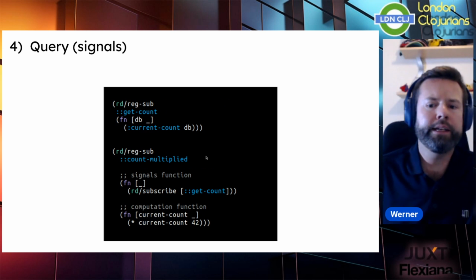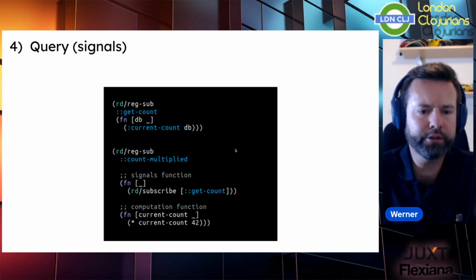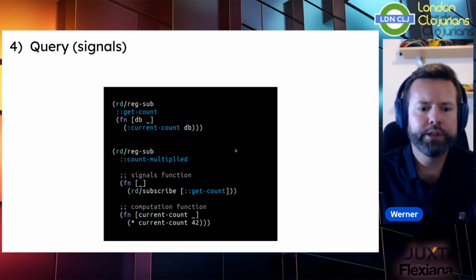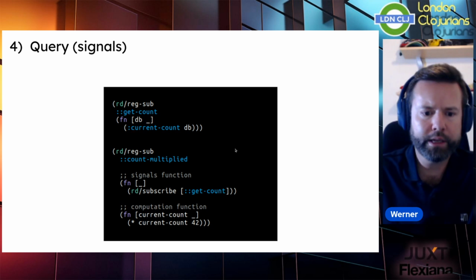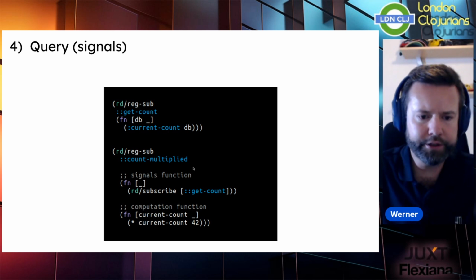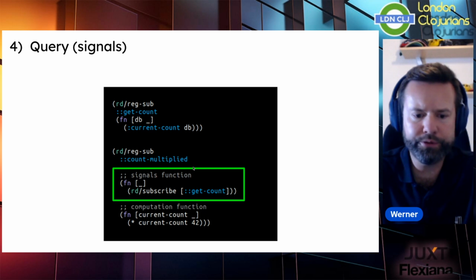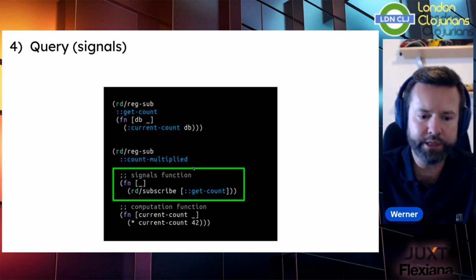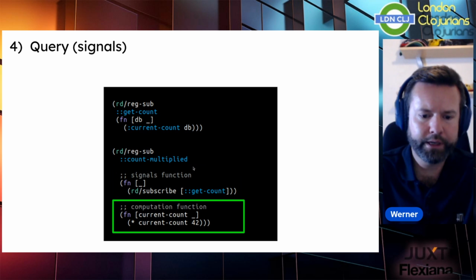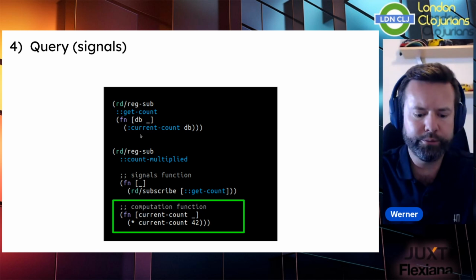Then subscriptions has implemented what Re-frame has called the signal graph. This allows us to subscribe to other subscriptions. In this example, you'll recognize our getCount subscription above, which is our normal extractor variant of subscription. But at the bottom, we have a second subscription, count-multiplied. This variant of reg-sub defines two handler functions. The first is a signals function where we subscribe to other subscriptions. And the value of these subscriptions, when they change, get passed to our computation function as arguments.